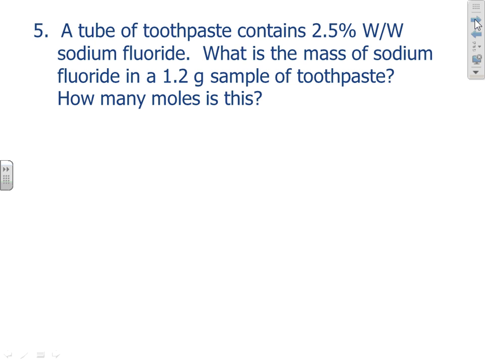Now we've got two parts to this question just to keep us on our toes. I've added a little moles calculation in there because that's what we will be doing tomorrow. We'll be getting back into moles.